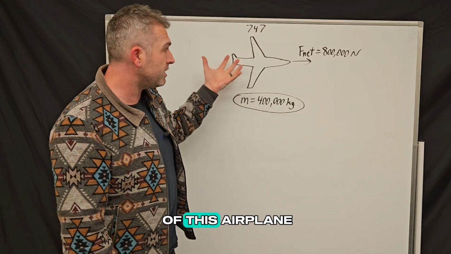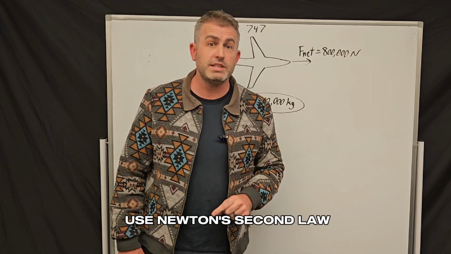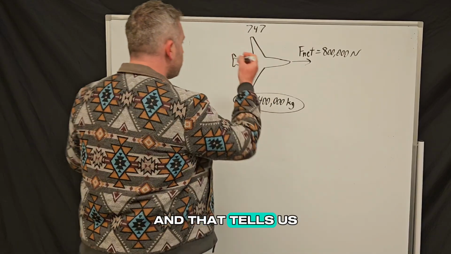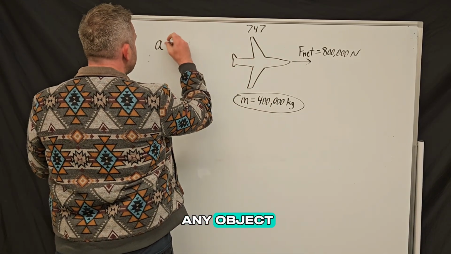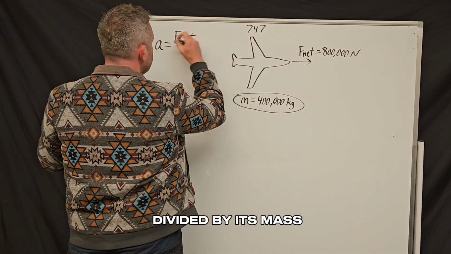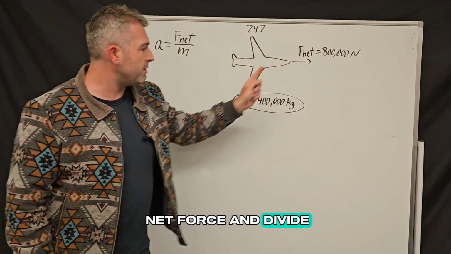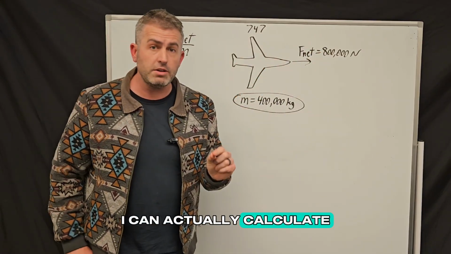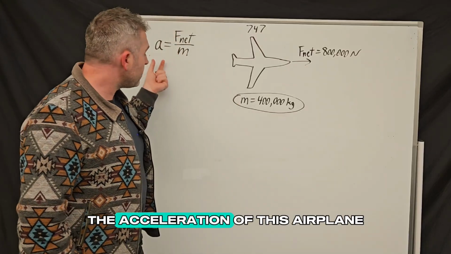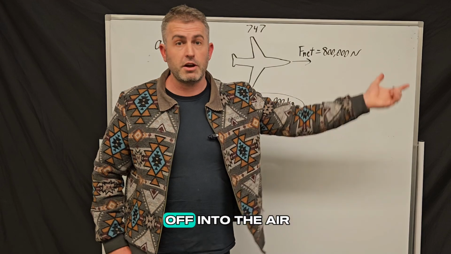This is the mass of this airplane, and this is the net force acting on it. So now we can use Newton's second law of motion. And that tells us that the acceleration of any object is just equal to the net force acting on the object divided by its mass. And so if I take this net force and divide by this mass, I can actually calculate and predict the acceleration of this airplane as it takes off and prepares to lift off into the air.